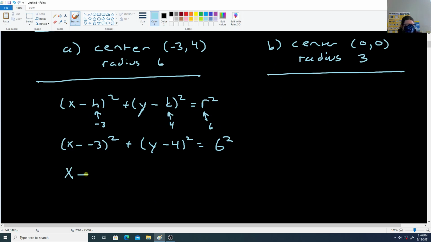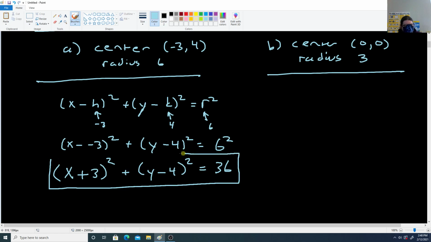I need to make the minus negatives positive. And then I do want to square this out. So 6 squared is 36. And that is my answer for that first part.